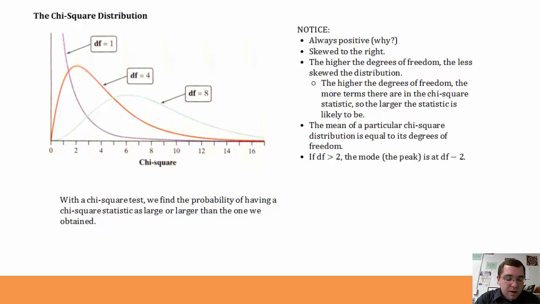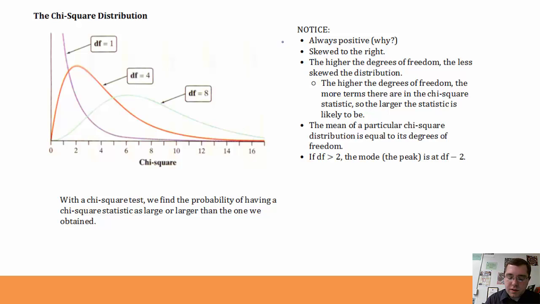Here's a graph showing the chi-square distribution with 1 degree of freedom, which is this sort of exponential decay graph. There's an orange or red one for a degree of freedom of 4, and then there's a green one for a degree of freedom of 8. Those are just 3 examples. Things I want you to notice.